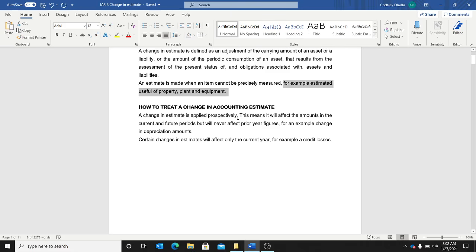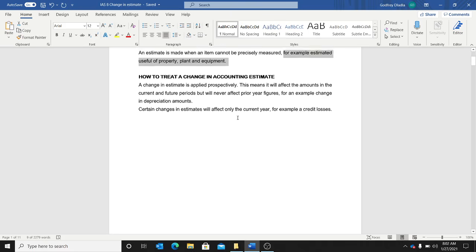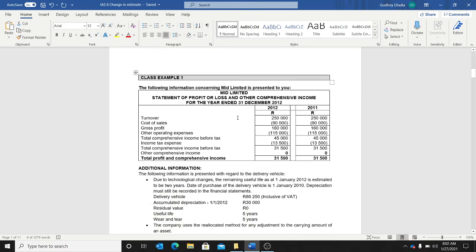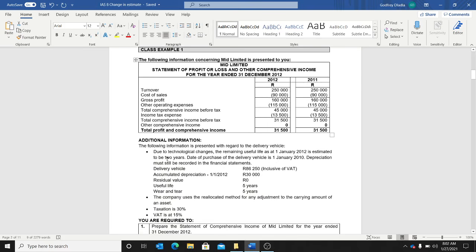Let me then give you an example in relation to depreciation first. We've got a company here. They are saying, due to technical changes, the remaining useful life as of that date is estimated to be 2 years. So we know by the beginning of this year that this is the situation. Always try and find out the carrying value at the beginning of the current year. It's very important. Find out how much the carrying value is at the beginning of this year. The date of purchase of the asset is 2010.